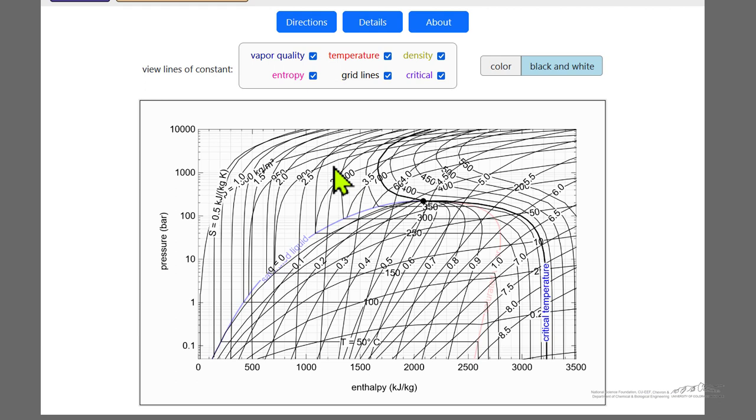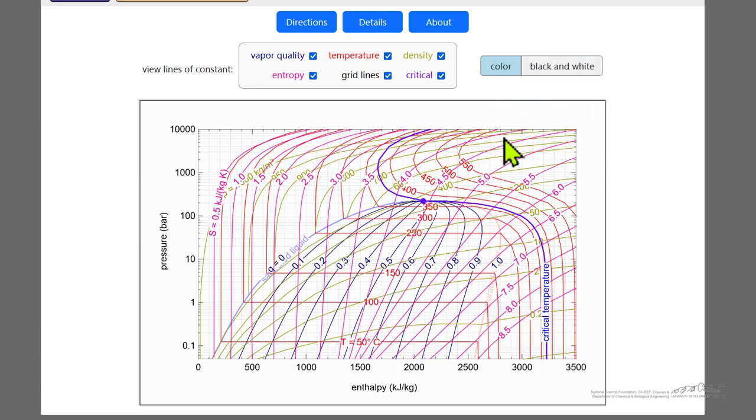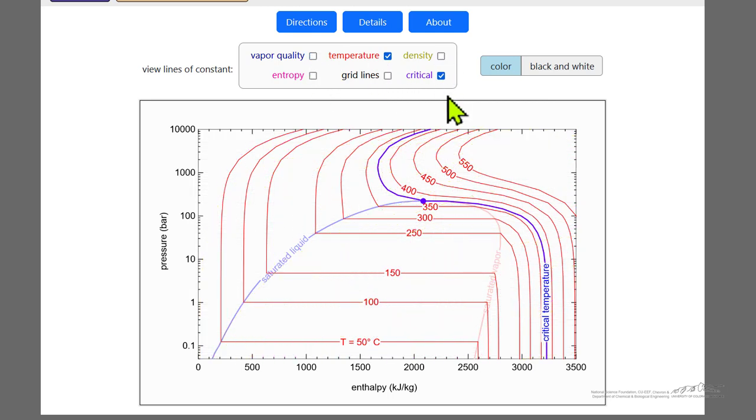Well, this is the form you might see it in a textbook, and in black and white, it's pretty complicated. What we try to do in a simulation is, one, make the different lines different colors, and then let's say we're going to remove the isotherms and the critical isotherm. And now it's a little easier to visualize, for example, the effect of pressure and enthalpy.